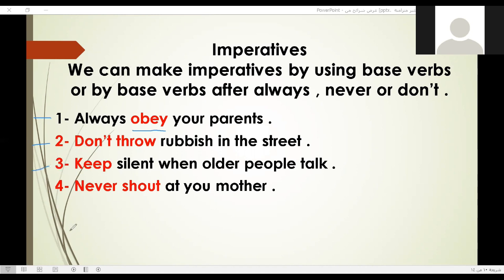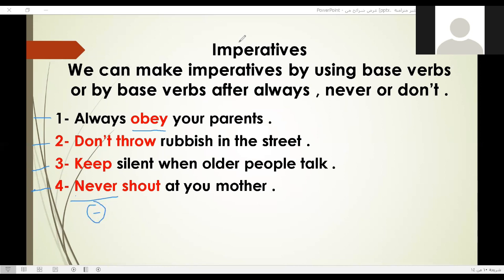Keep silent when older people talk. So this is a direct order. You can say please before, so that it will be more polite, okay? Or you can add please at the end. It will be more polite. Okay, next. Never shout at your mother. So never, we use it as a negative form of always. We use never to make a negative imperative.